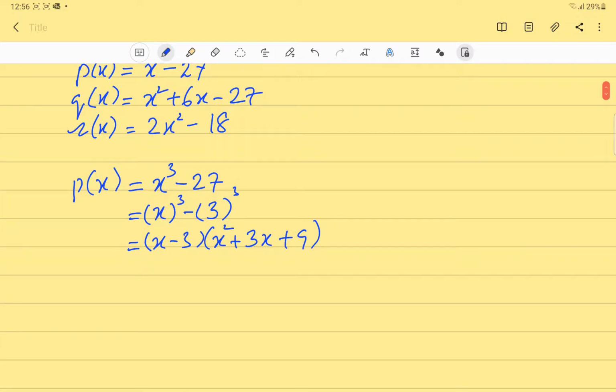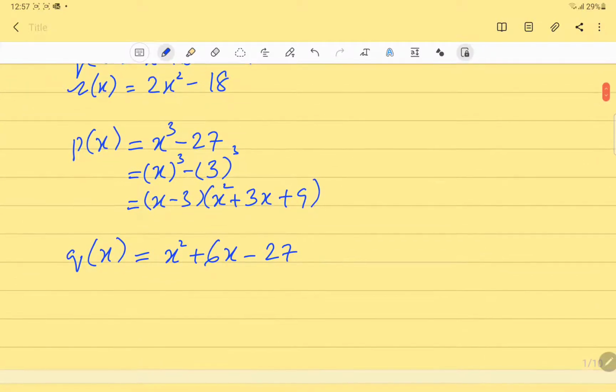Now we move on to our second expression. Qx is equal to x squared plus 6x minus 27. Again, this one is a quadratic expression, so we will factorize it in the same way as we have always been doing. X squared has no coefficient here, which means it is 1. We multiply 1 with 27 and the answer is 27.